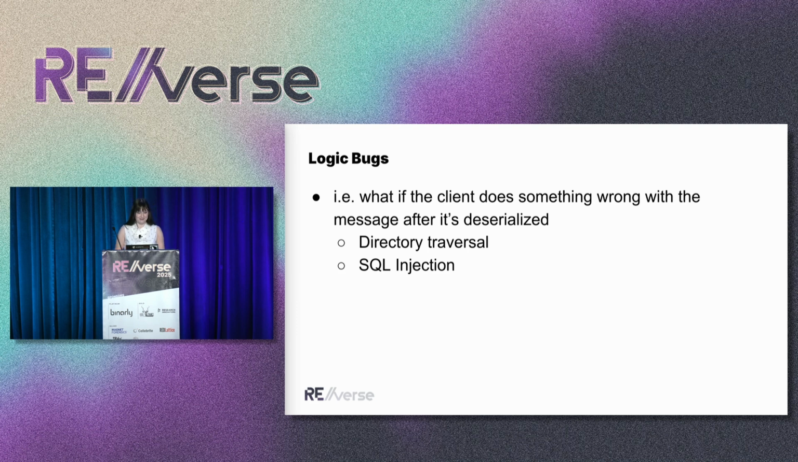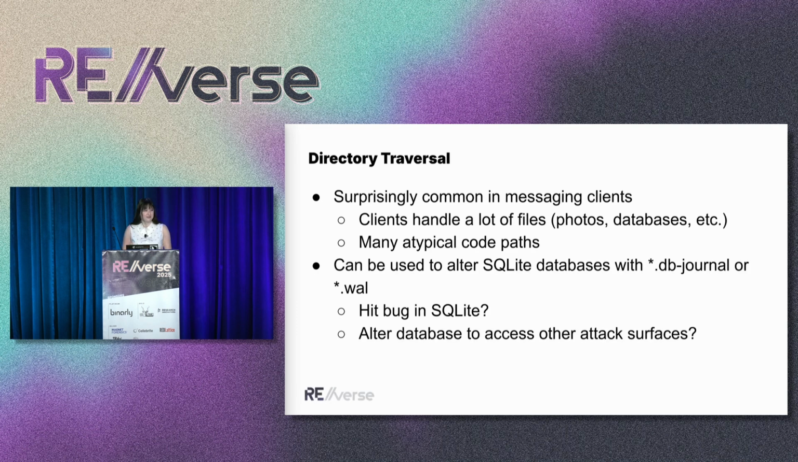So next up was logic bugs. And that kind of means, now this message has been deserialized, what if the app does something wrong with it that's not memory corruption? And there's sort of 2 main areas of this I see. There is directory traversal, and there's SQL injection. And with directory traversal, I feel like you're all getting out your phones being like, oh, is the year in fact 2025? And it is, and you still see these in messaging apps.